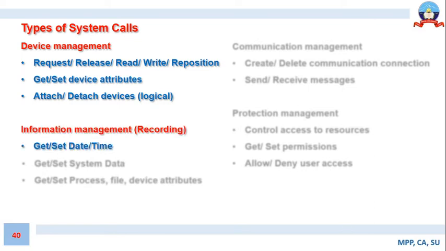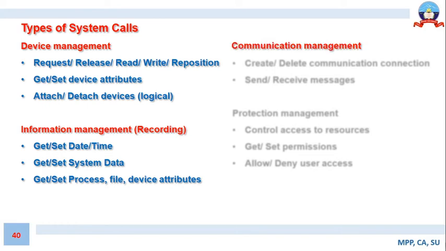And then we have system calls that are capable of managing information. For example, we have system calls for fetching and setting date and time. We have system calls for fetching and setting system data. We have system calls for fetching and setting processes, files, and device attributes. So this is all about information management. So we have system calls for getting and setting date and time. We have system calls for getting and setting system data. Then we have system calls for fetching and setting process details, file details, and device details.